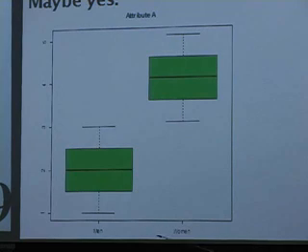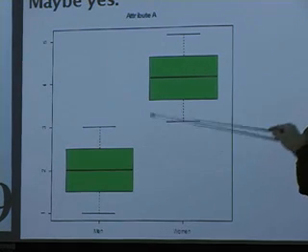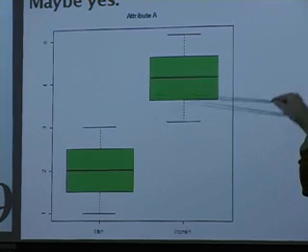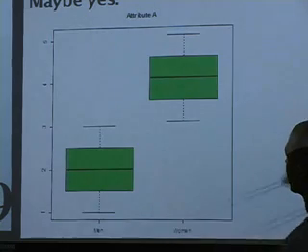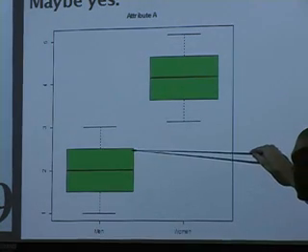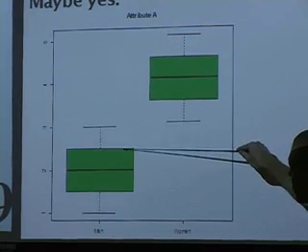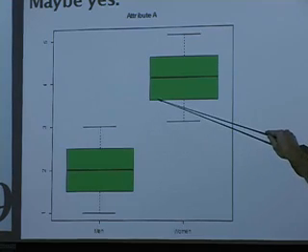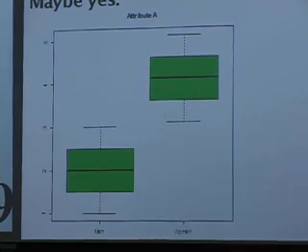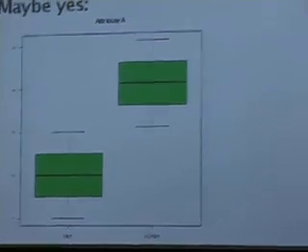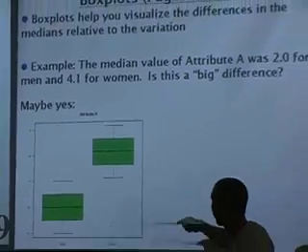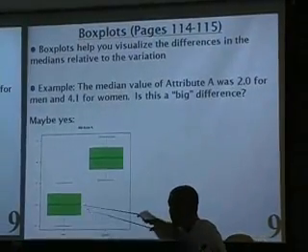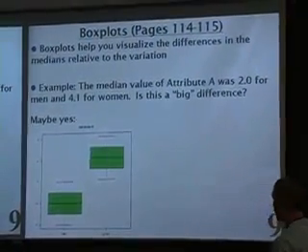So relative to the variation in the distributions, 2 is very different from 4.1. And depending on how much these boxes overlap, you might say something like, oh, you know, the 75th percentile for men could be equivalent to the 25th percentile for women, right? So it tells you to what extent the distributions overlap. So in this case, they don't overlap at all. So a value of 4.1 is much bigger than a value of 2.0 relative to the variation.